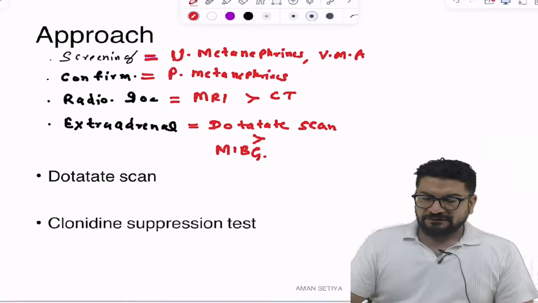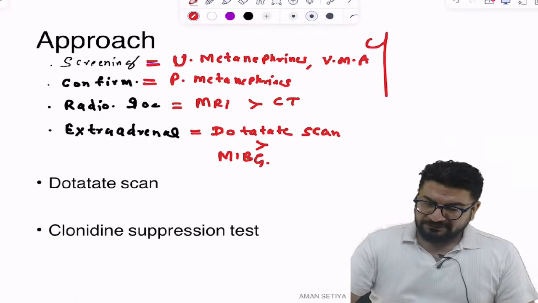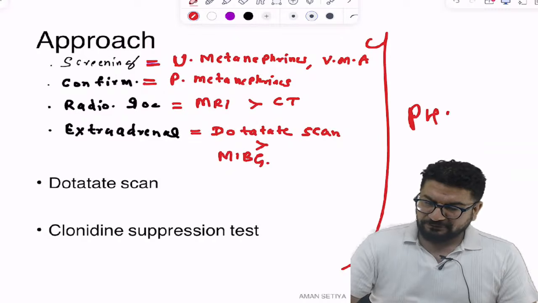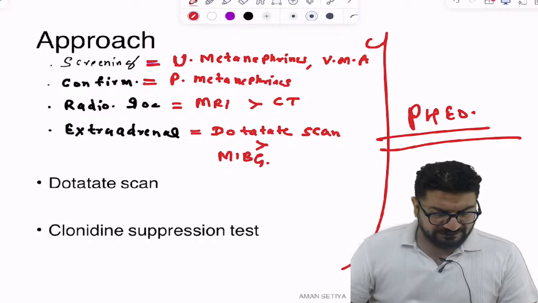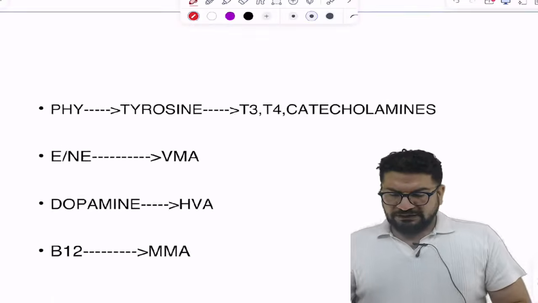Then we can do an old test called clonidine suppression test. So these are all the MCQs on pheochromocytoma. These are all the MCQs which they ask on pheochromocytoma. Done? Okay, now understand this thing.